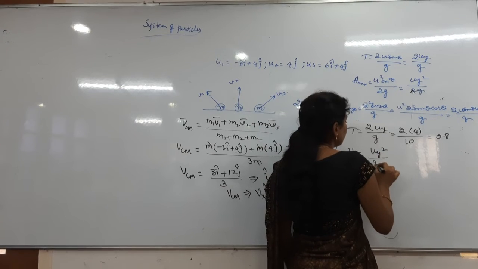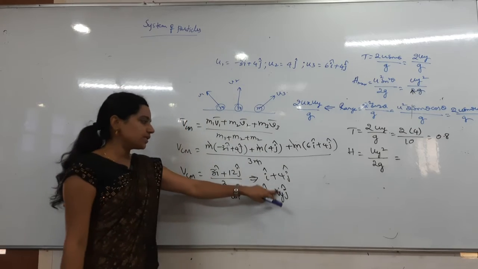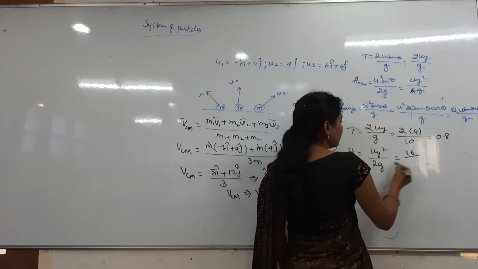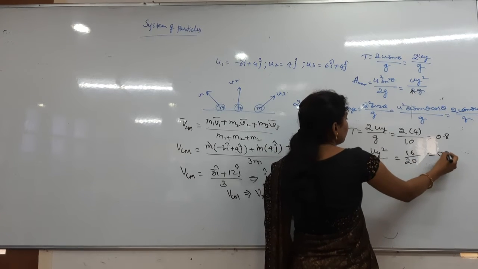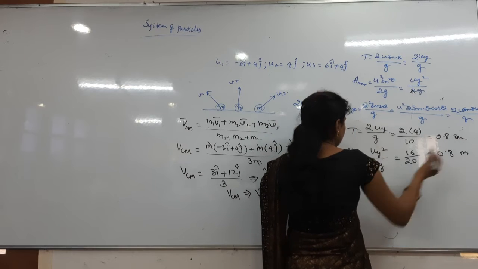Then maximum height. Maximum height is what? uy square by 2g. What is the uy value again? Uy is how much again? 4 only. So 4 square, nothing but how much will you get? 16 divided by 2g, nothing but 20. Again the answer is how much here? 0.8. This is in seconds, this is in meters.